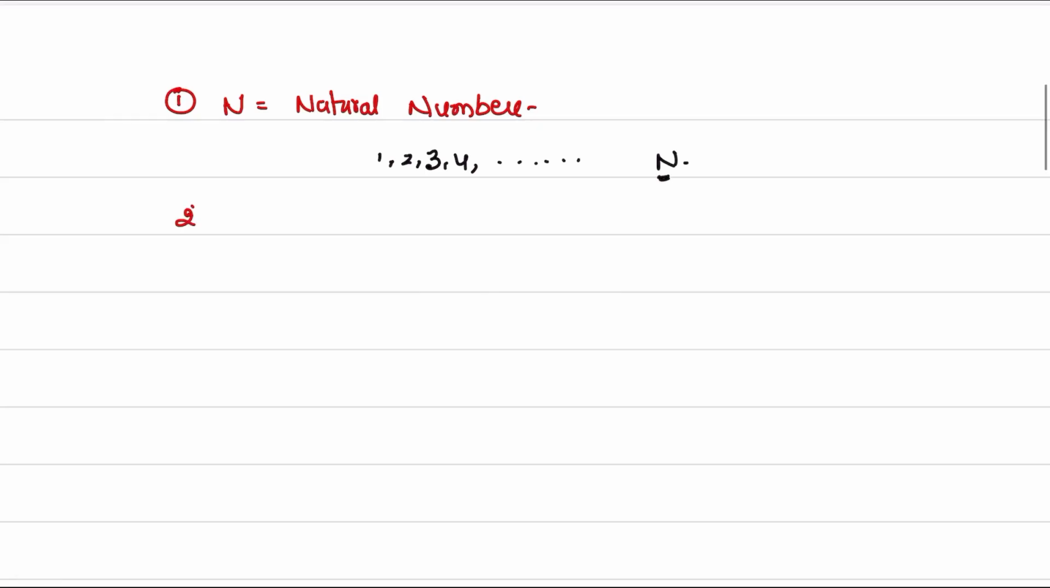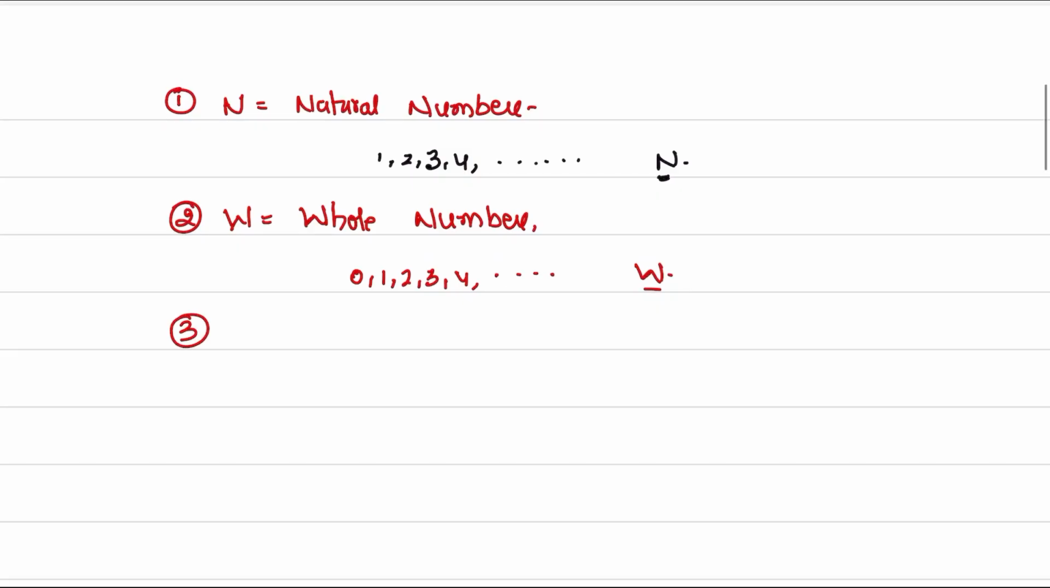Second, in the order, whole numbers. Whole numbers are the numbers where 0 is added to the natural numbers: 0, 1, 2, 3, 4. This is whole number. These two imply N is the subset of W.